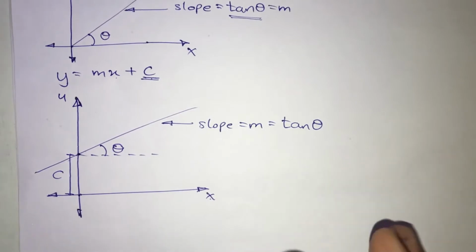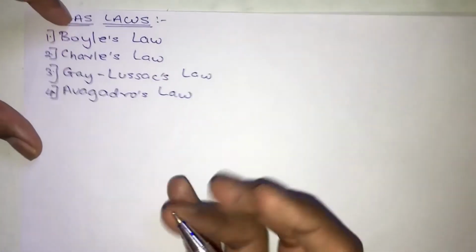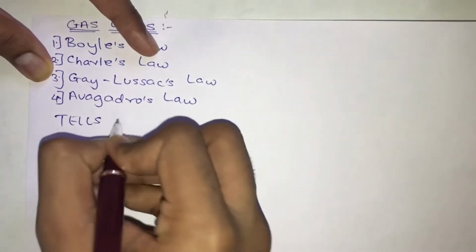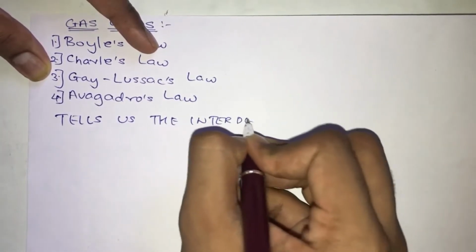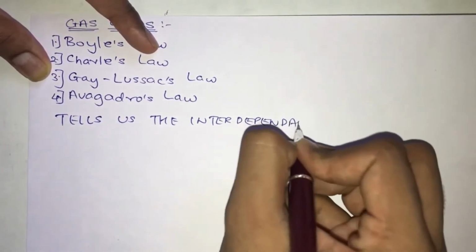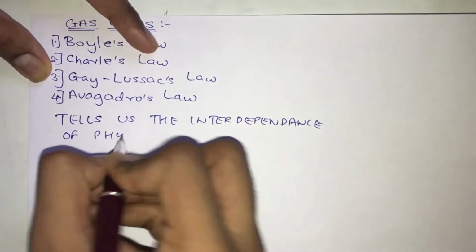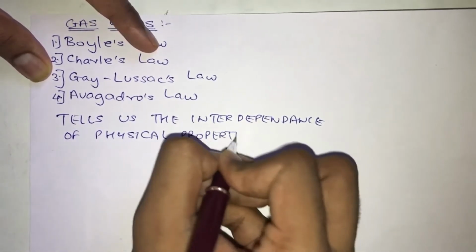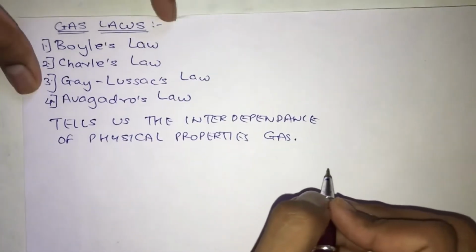So now if these concepts are clear for you all, let us move on to our gas laws. Okay, so what are gas laws? Gas laws are nothing but laws that tell us the interdependence of physical properties of gas. Now I know you might not have understood the meaning of this. Okay, so let me tell you. See, what is the meaning of physical properties?